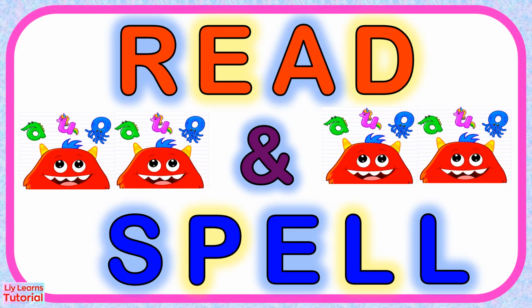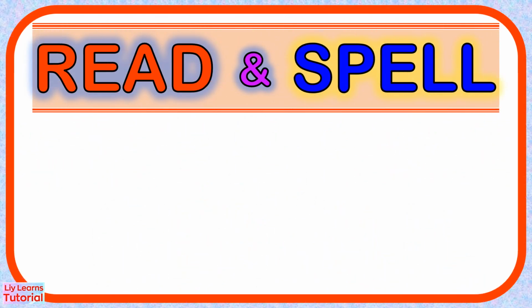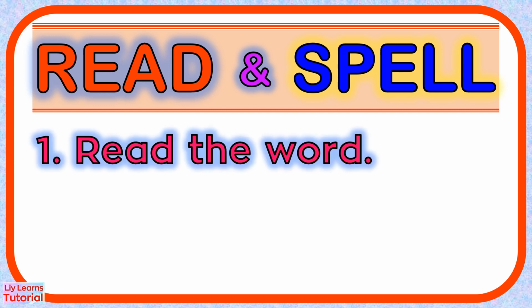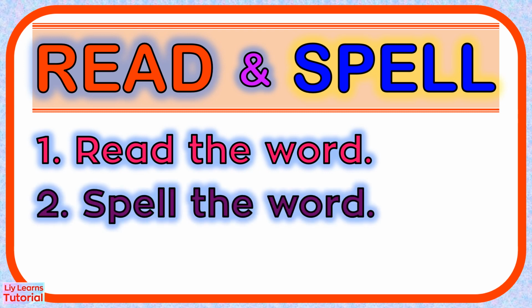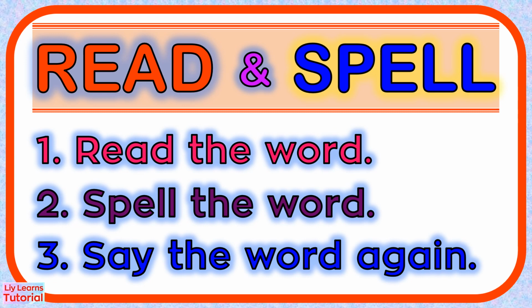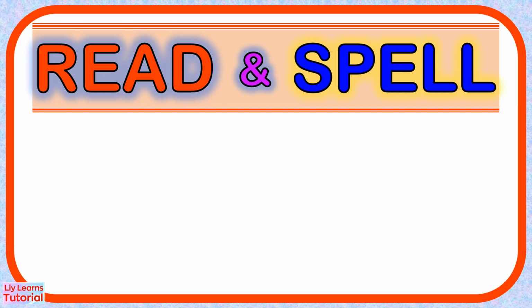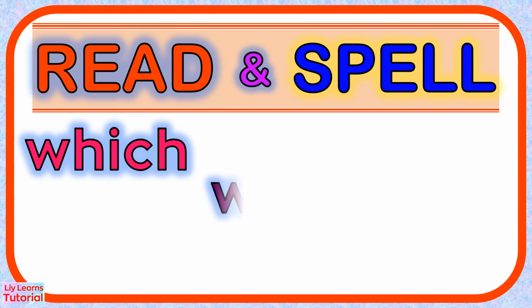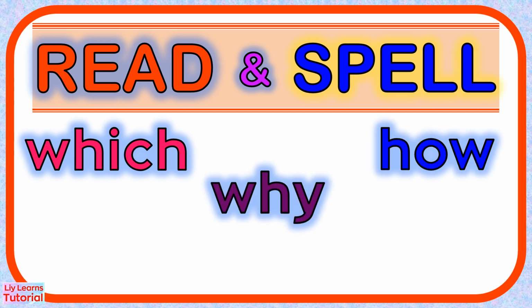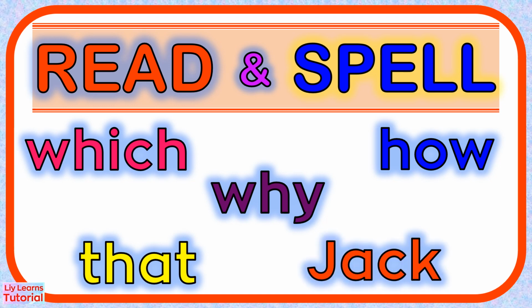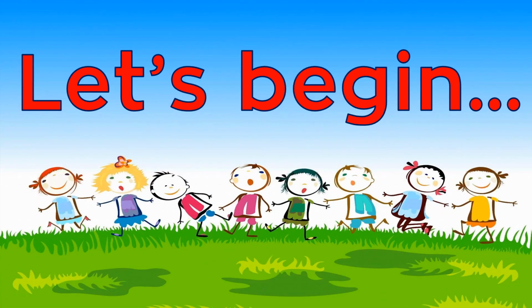Let's learn to read and spell. Here are the 3 steps to follow when we spell the word. 1. Read the word. 2. Spell the word. 3. Say the word again. Let's try to read and spell these words. Which, why, how, that, Jack. Let's begin.